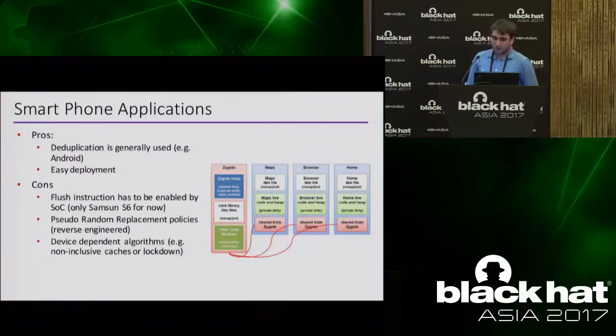So it's very likely that an attack that works in one smartphone will not work in the other one. Why? Because they are very dependent on several algorithms that are different across devices. For example, we see smartphones that are non-inclusive, some that are inclusive, some that implement weird features like lockdown, which means that you cannot evict anything from any other core, etc. So these kinds of things make this scenario a little bit harder to attack.